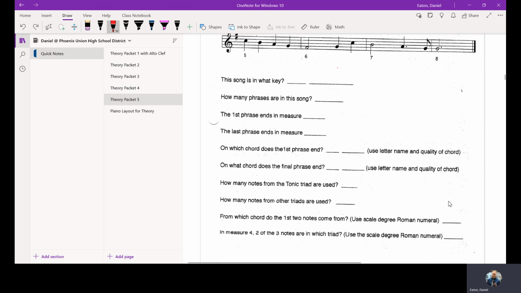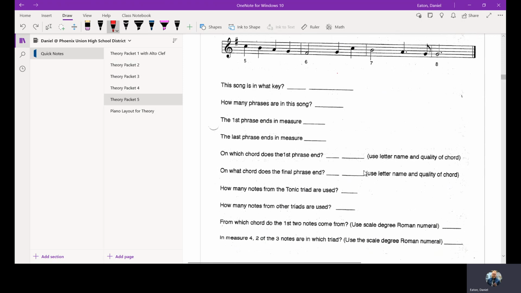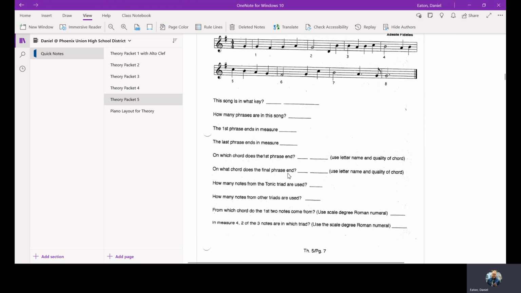Okay, and then it says in measure 4. Let me see if I can get this in the same frame here. All right, probably not going to be able to do that. Let me zoom out just a little bit here. There we go. Uh-oh, it jumped on me. There we go. In measure 4, 2 of the 3 notes are in which triad?